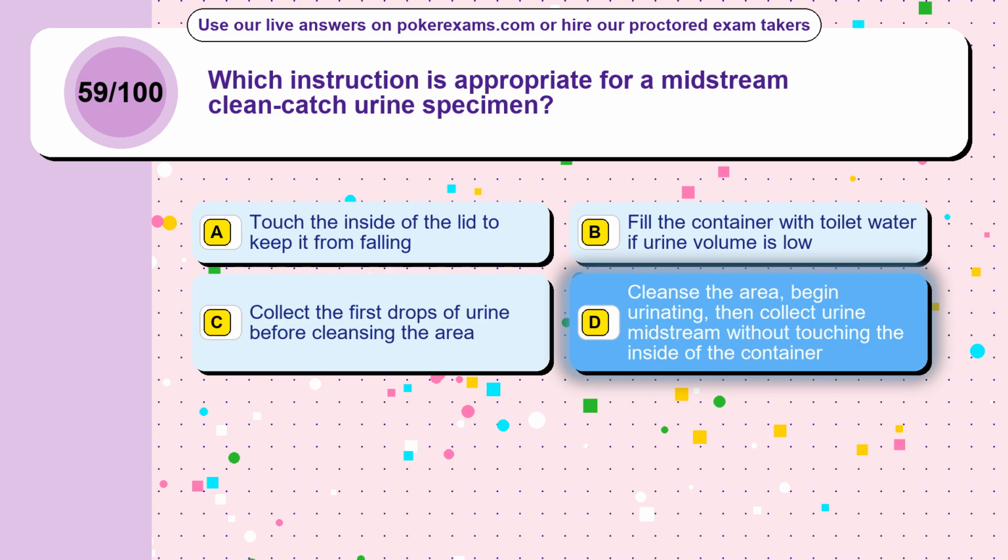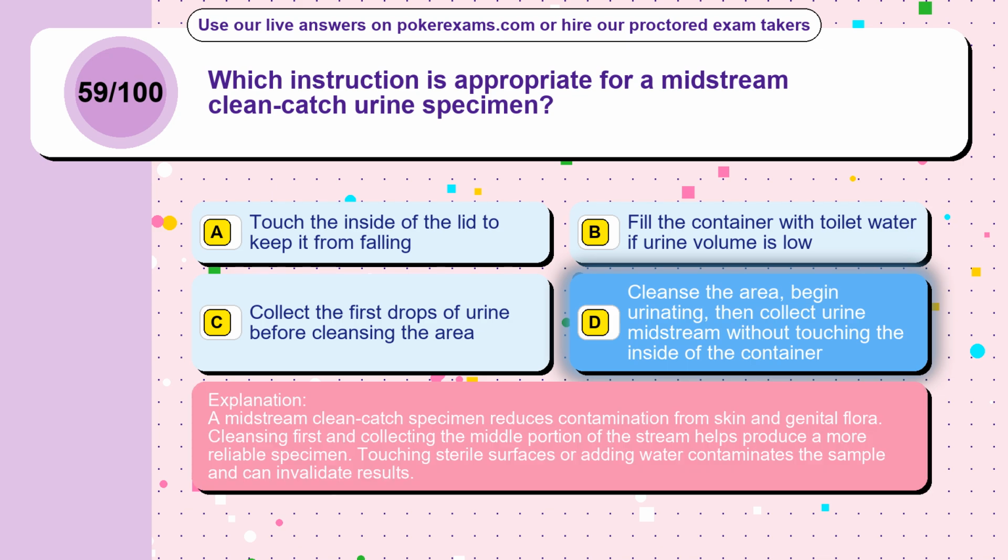Cleanse the area, begin urinating, then collect urine midstream without touching the inside of the container. A midstream clean catch specimen reduces contamination from skin and genital flora. Cleansing first and collecting the middle portion of the stream helps produce a more reliable specimen. Touching sterile surfaces or adding water contaminates the sample and can invalidate results.